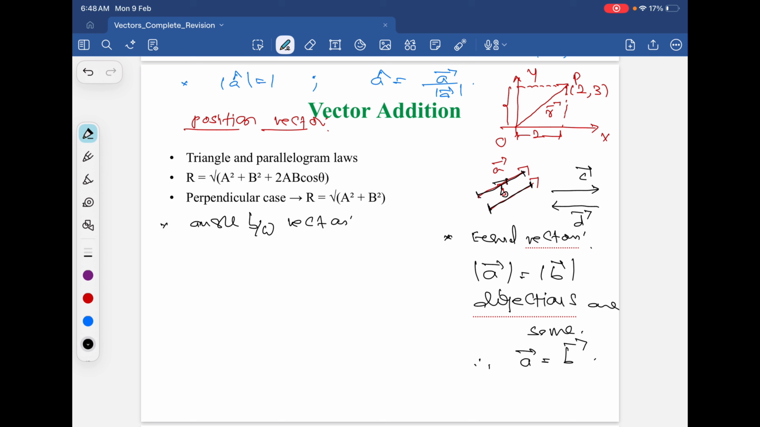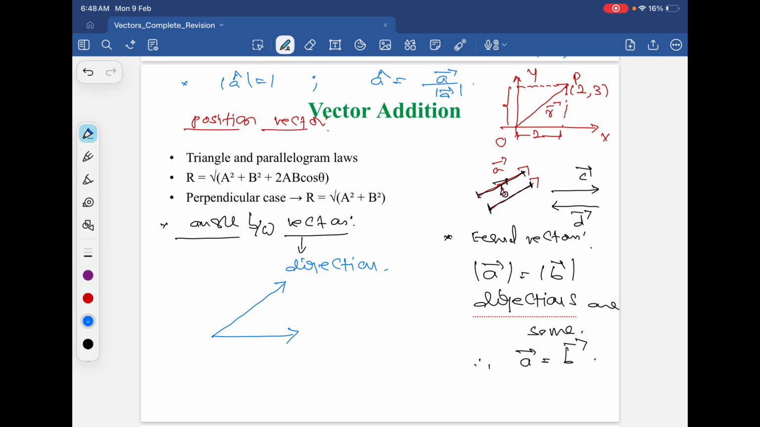Angle between vectors is nothing but the angle between their directions. Because vectors mean we are mentioning direction, no? So the angle between the vectors is nothing but the angle between the directions. For example, one vector is pointing like this, another vector is pointing like this.